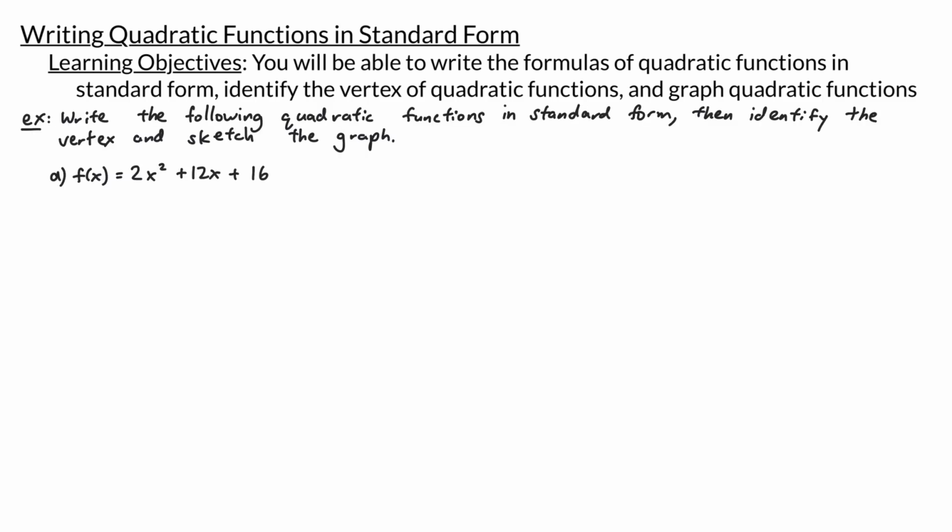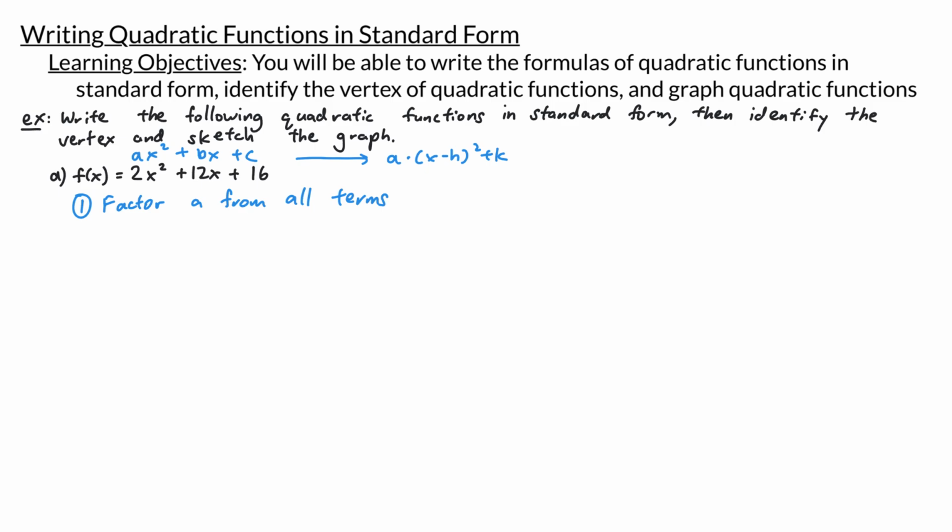In example A, we have the function f of x equals 2x squared plus 12x plus 16. Right now, the quadratic function is written in the form ax squared plus bx plus c. Our goal is to rewrite this in standard form, which is a times x minus h squared plus k. In order to rewrite our quadratic function in standard form, we'll need to follow a few steps.